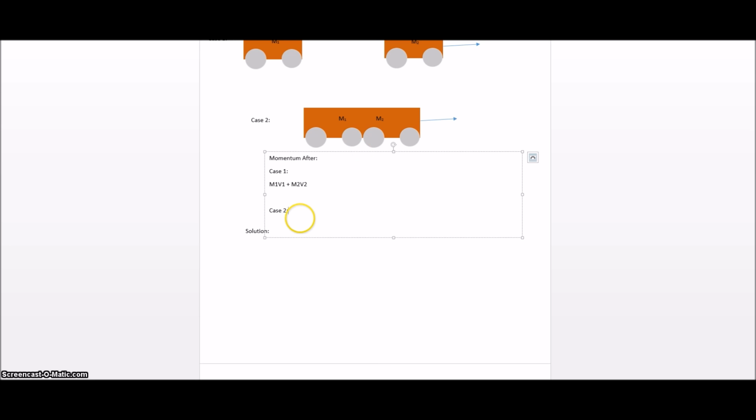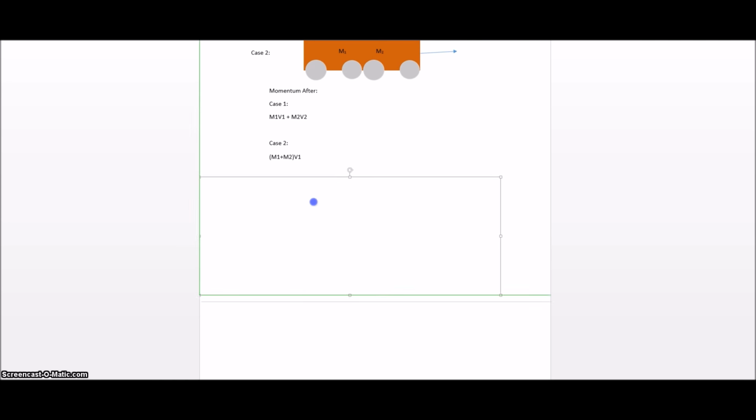In the second case, it's traveling as a single object. So the masses are combined. So we say that the mass is m1 plus m2, with this velocity v1. So that would be the momentum after.